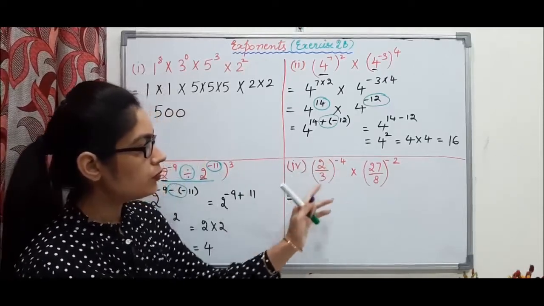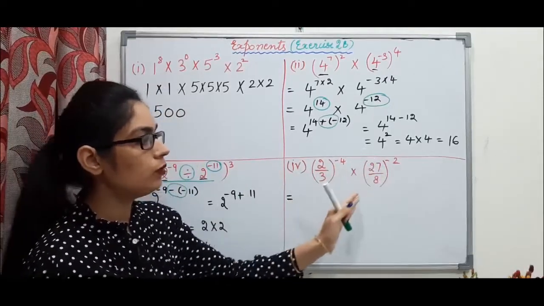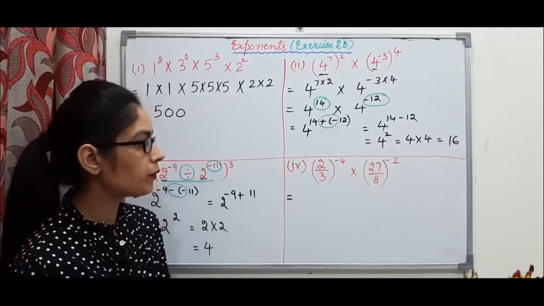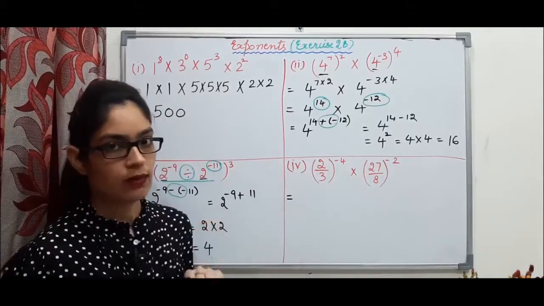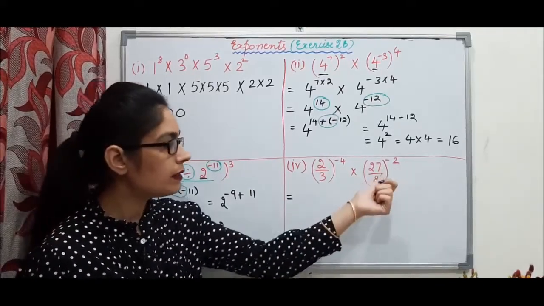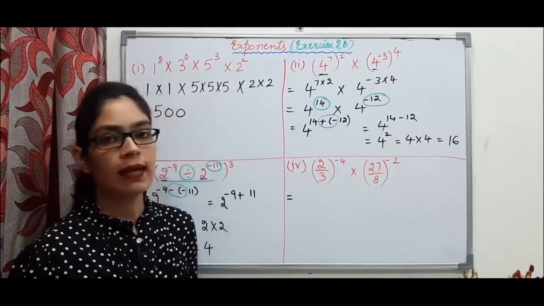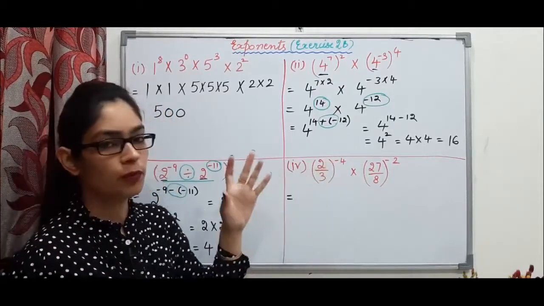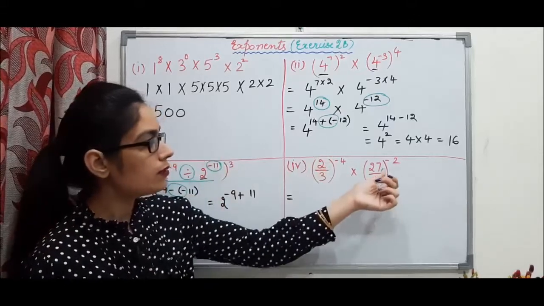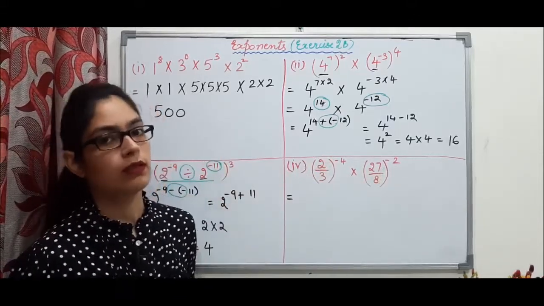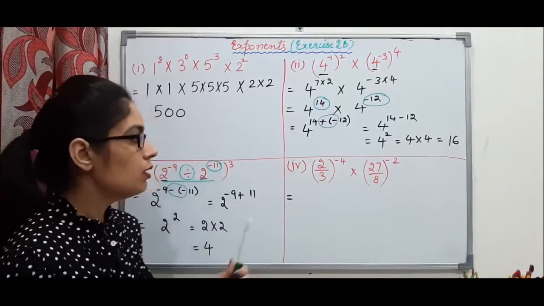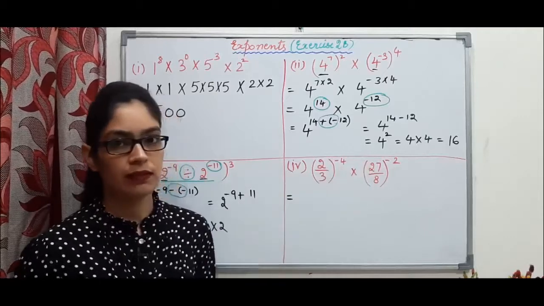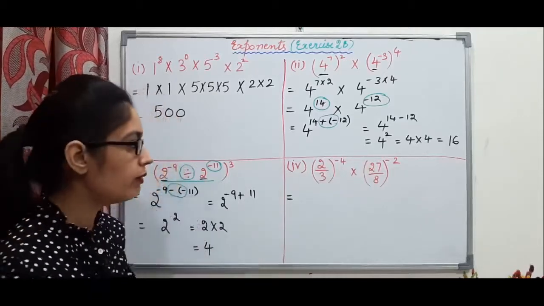2 to the power minus 4 into 27 by 8 into whole power minus 2. So here if we see, bases are not same, but 27 and 8 we can convert it into their exponential form. Here bases are in the form of like 2 and 3, and 27 and 8 also we can convert into its exponential form. So wherever it is possible, you always have to convert the numbers into their exponential form, then only you solve it further.